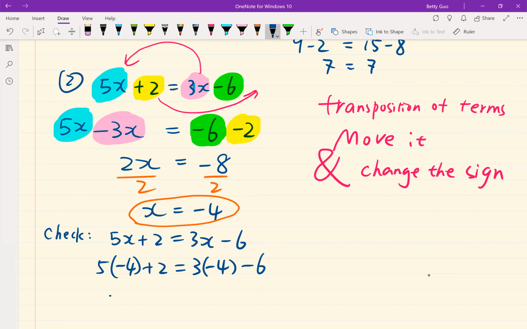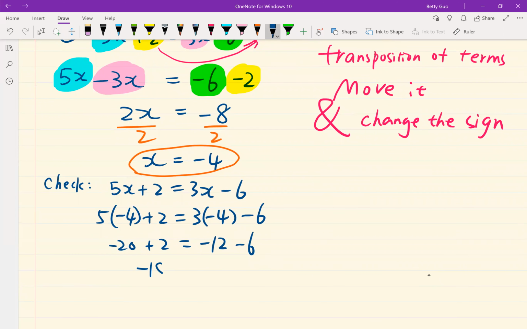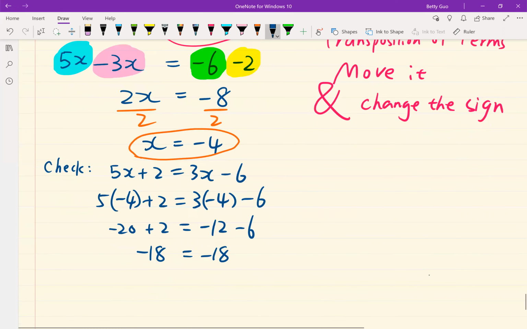5 times negative 4, negative 20, plus 2. 3 times negative 4, negative 12, minus 6. Simple calculation. Negative 20 plus 2, negative 18. Negative 12 minus 6, negative 18 as well. So that is a true statement. A true statement means the solution that we got, which is negative 4, is the solution of the original equation. Okay, so we can make a conclusion right now.